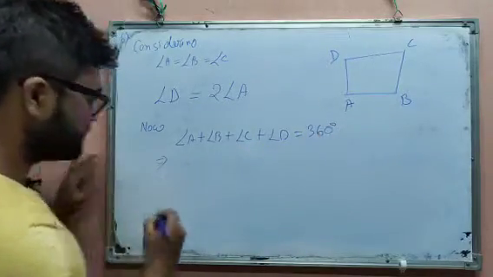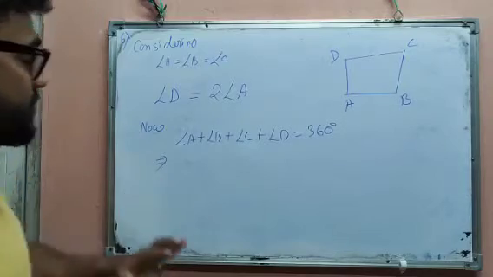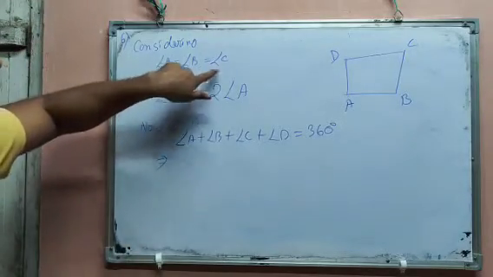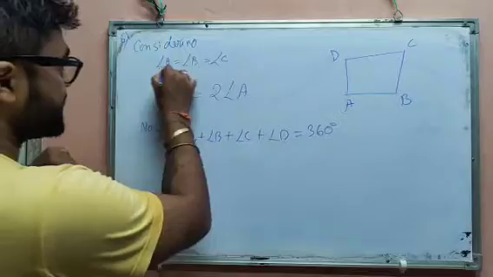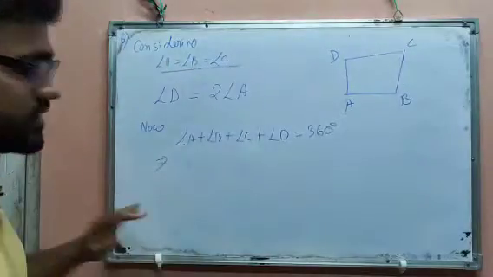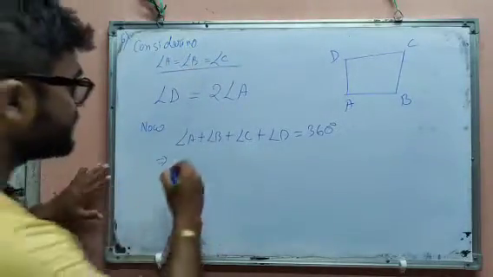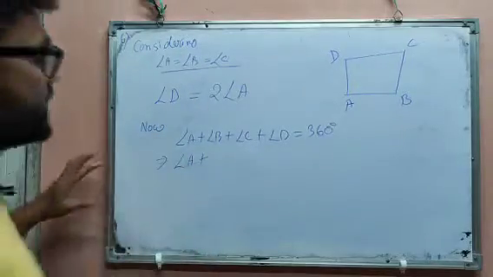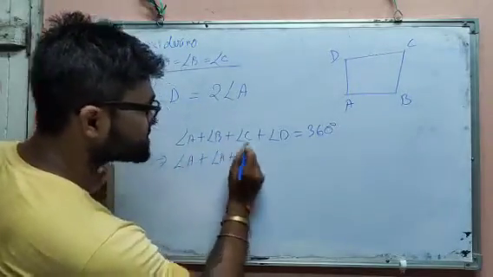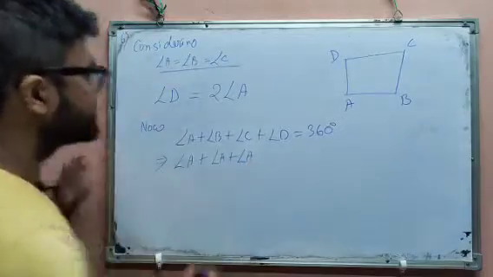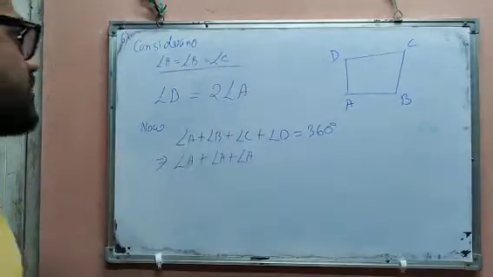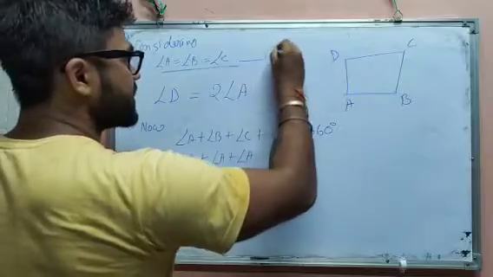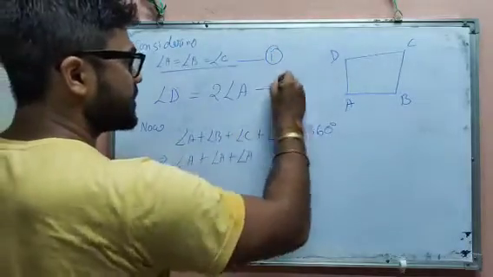Okay. Now see carefully. Angle A, B, and C, these three are equal. Since these three are equal, so A will be A, but in place of B, we can put A, and in place of C also we can put A, as these three are equal. Okay. We can take this as number 1. Okay. And this is number 2.